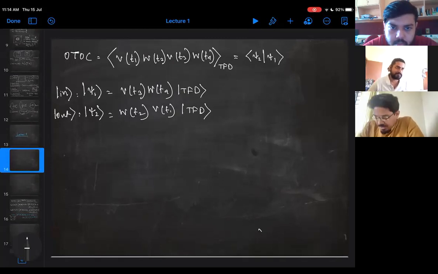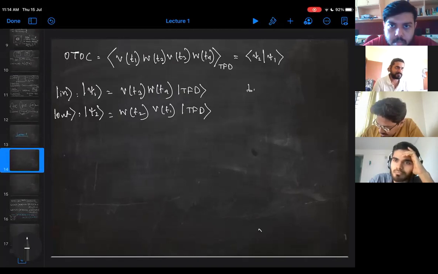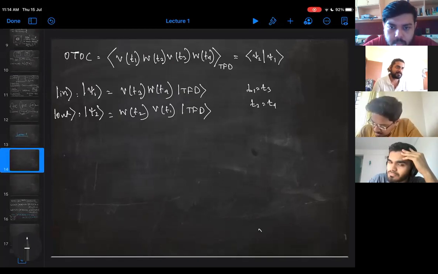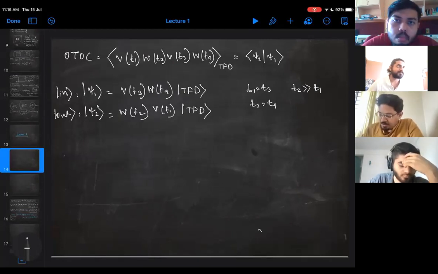So essentially what we're trying to do is visualize this OTOC as a 2-2 scattering in the bulk. Now, here is a small subtlety. Particularly, we are interested in the time ordering where t1 is equal to t3, t2 is equal to t4, and say t2 is much, much greater than t1. So the V operators are at the same instant, the W operators are at another instant, but this is out of time order by this choice.